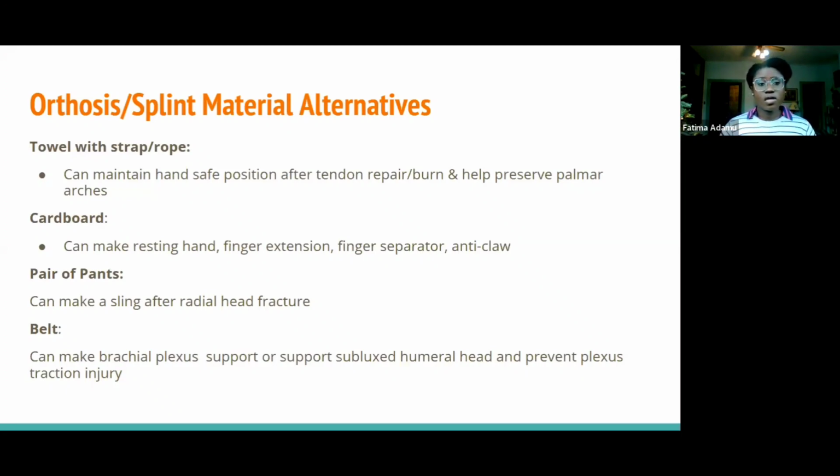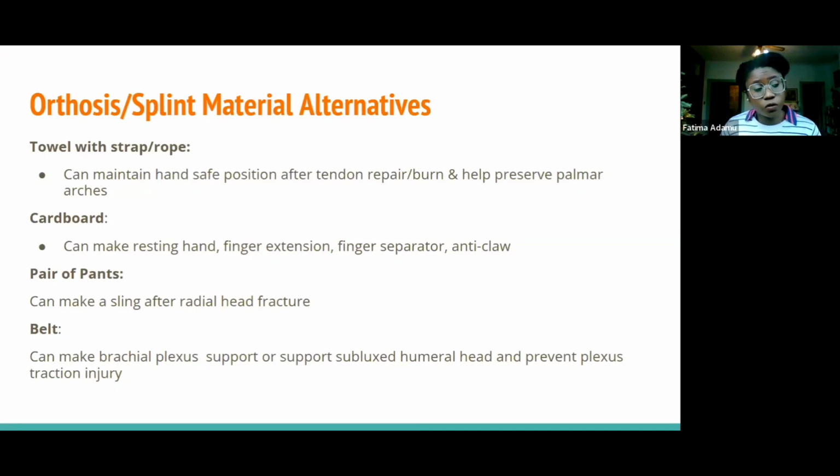So you could use a towel with a strap or rope for maintaining hand safe positions. If I rolled up a towel and placed it on my hand, I could facilitate a safe position after a tendon repair, and also help to preserve the palmar arches. So those are the arches of your hand, that's why your hand kind of rests in this position, because that's the optimal position for functional biomechanics.